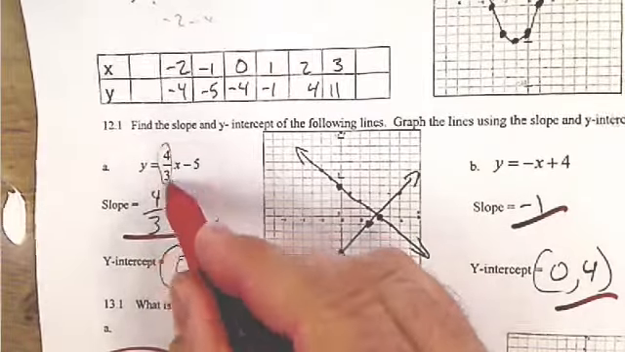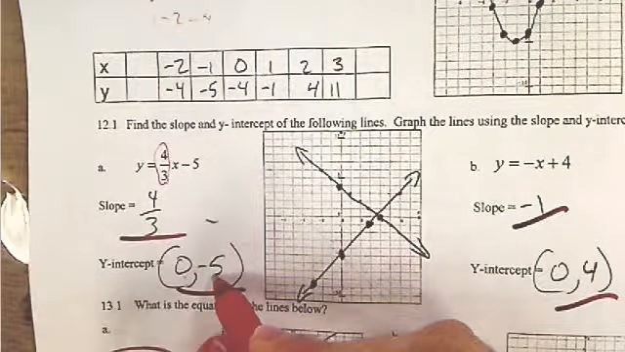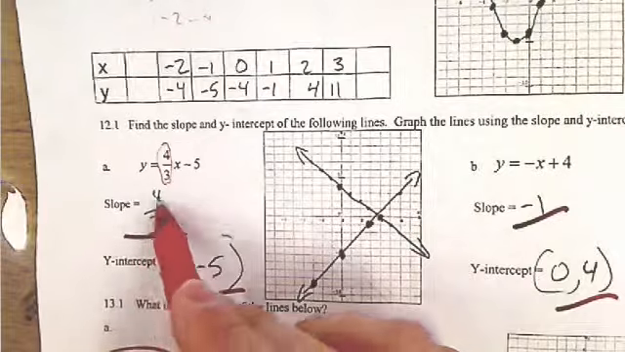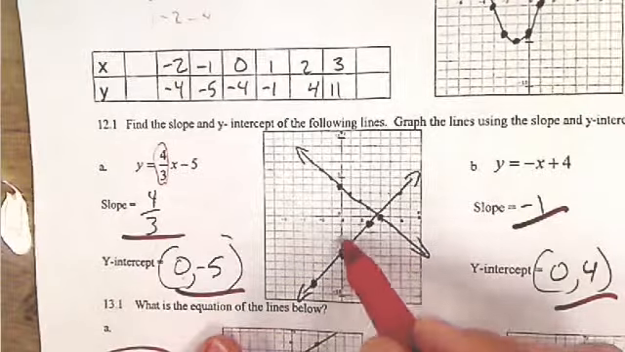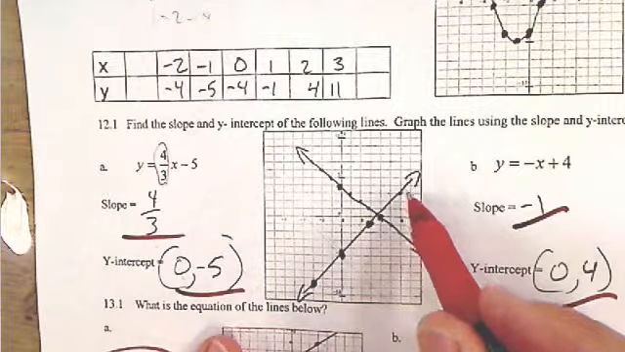Here's my slope. That's for the slope. The y-intercept's at 0, negative 5. So I go to 0, negative 5. I put a dot. And then I go up 4 over 3. So I rise 4, run over 3. Rise 4, run over 3.